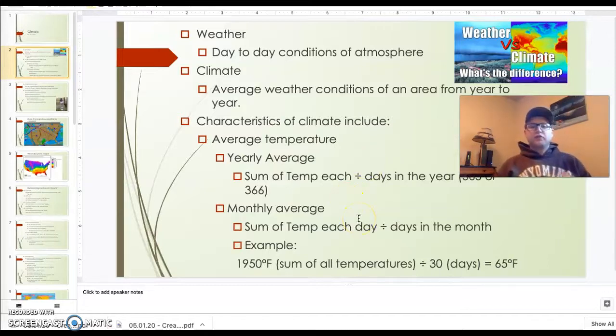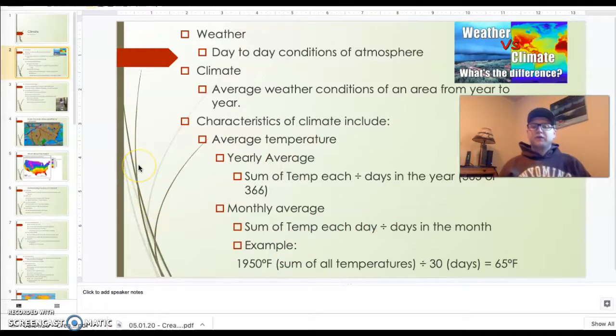You could do yearly averages. You could also do monthly averages. This is where you take the sum each day and divide by 30 days or 31 days in a month, or 28 days if it's February. And that'll give you your monthly average.